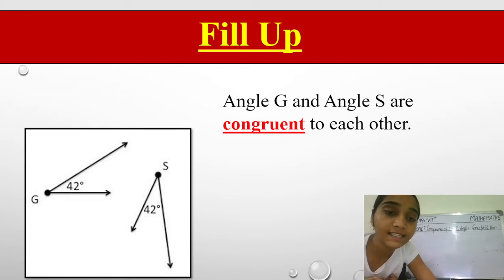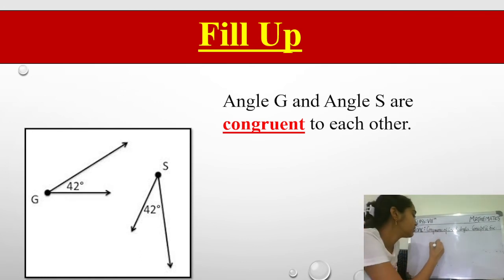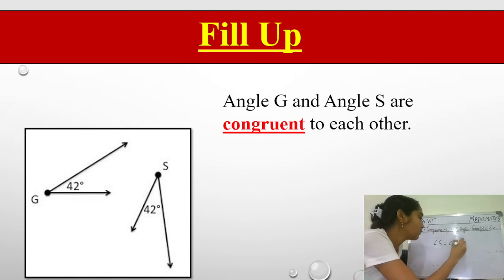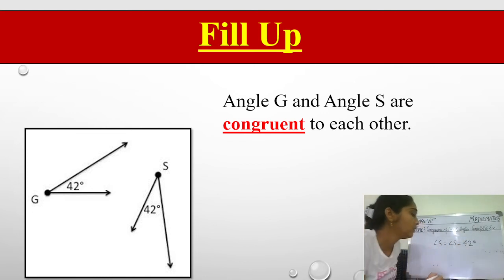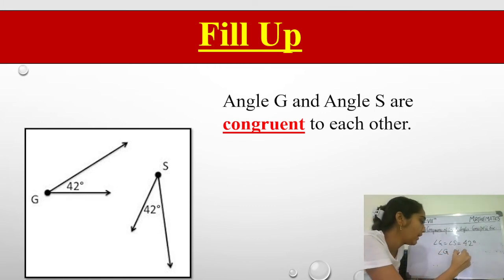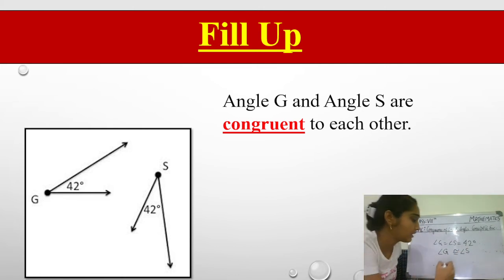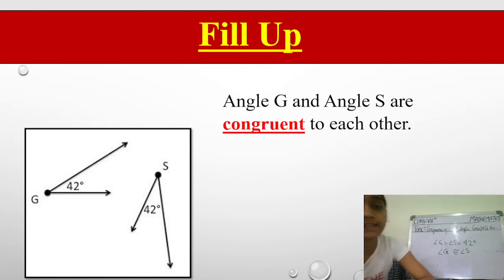Yes, because we can see the measurement of the angle G and the angle S, they are equal to 45 degree. Yes, very good. Angle G is equal to angle S, which is equal to 45 degree. So we can say that these angles are congruent to each other. It means angle G is congruent to angle S. That is why we are writing that angle G and angle S are congruent to each other.